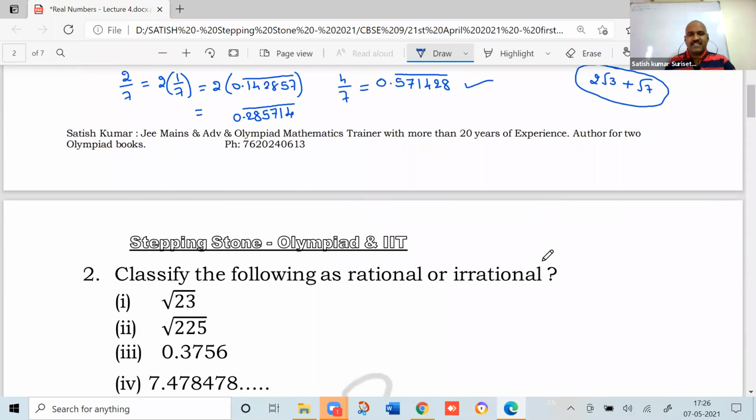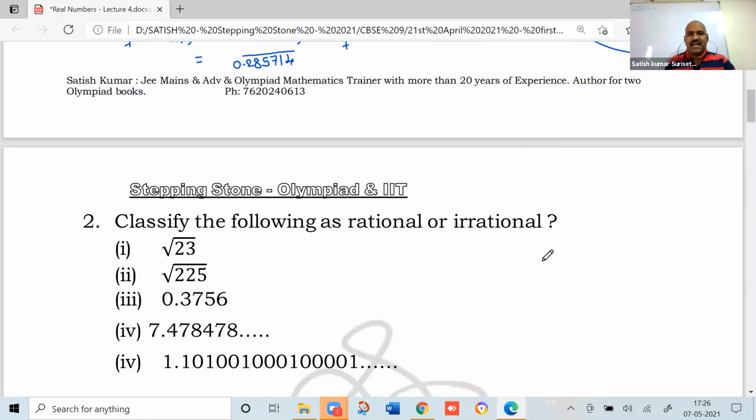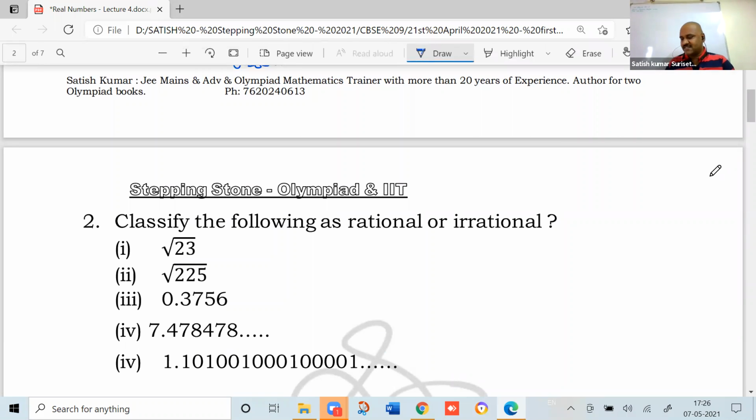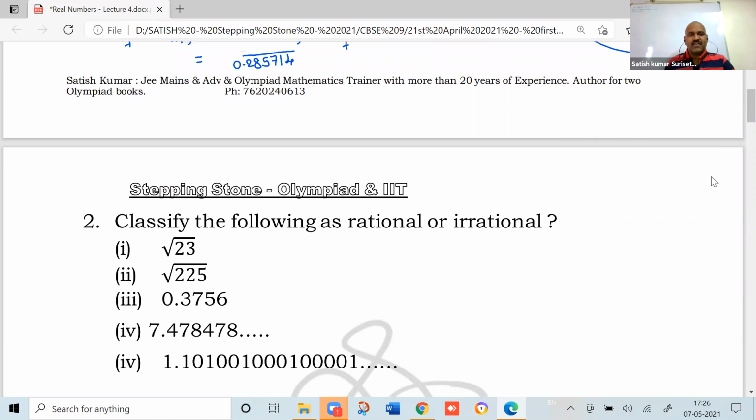Now, classify the following as rational or irrational. Tell me the first one. Root of 23 is rational or irrational? Irrational. Now, how to conclude that root of 23 is irrational?